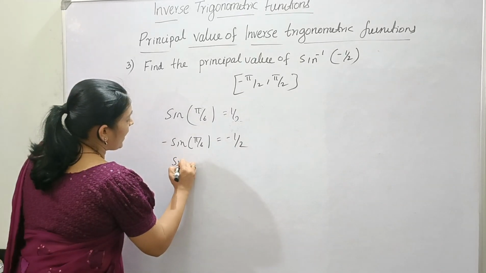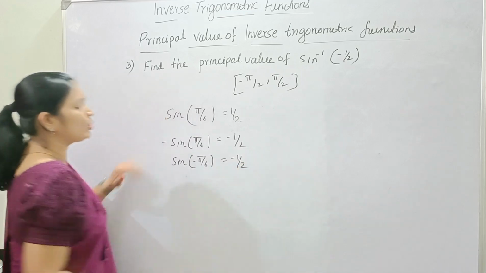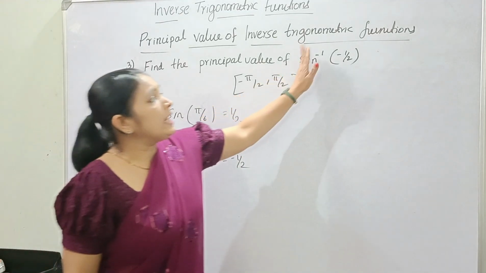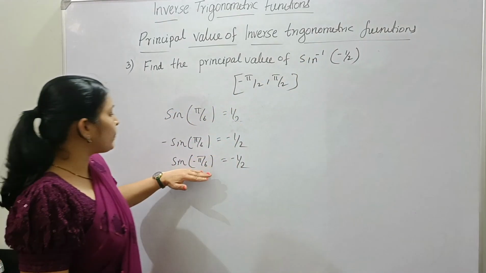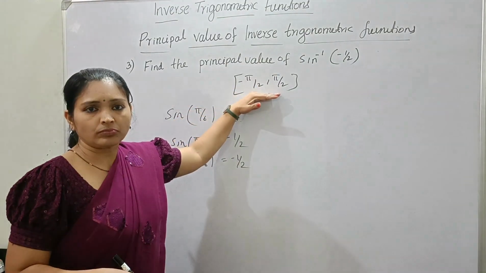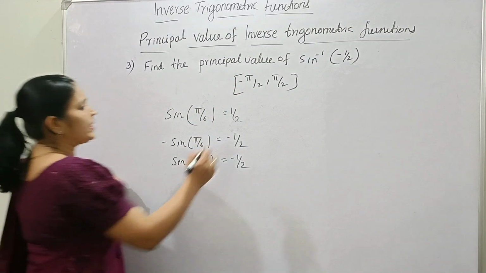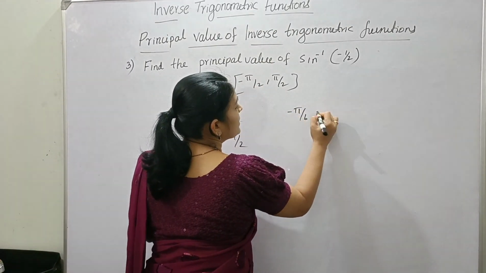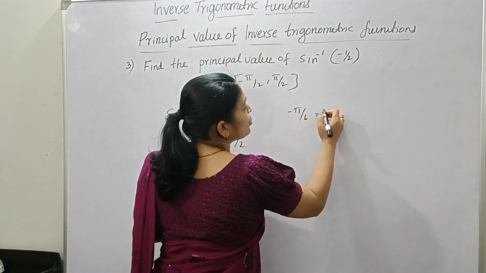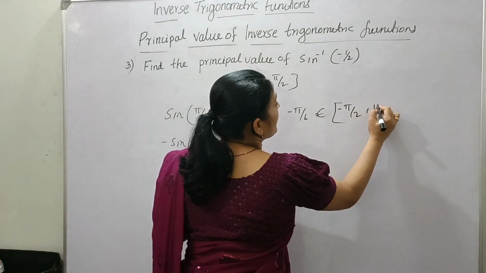Apply it. That is, sine of minus pi by 6 is equal to minus 1 by 2. Therefore, sine inverse of minus 1 by 2 is equal to minus pi by 6. And let us check whether it belongs to this interval, that is minus pi by 2 to pi by 2. See here, minus pi by 6 belongs to minus pi by 2 to pi by 2.